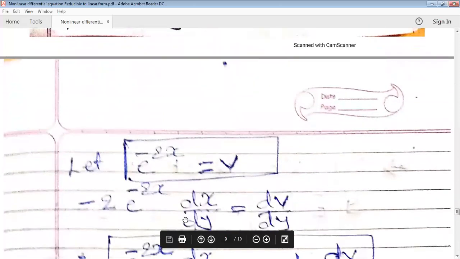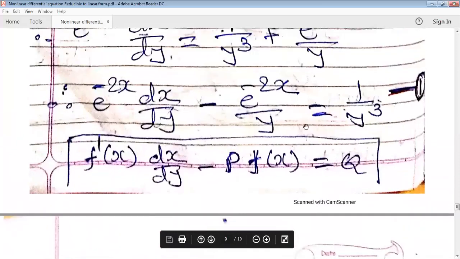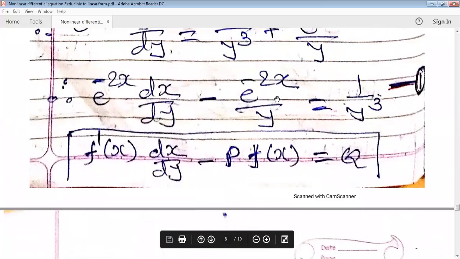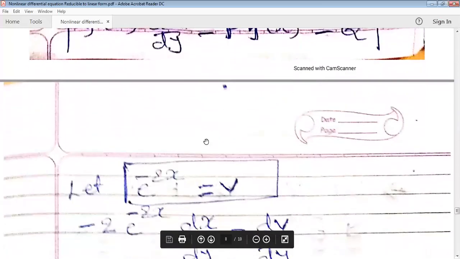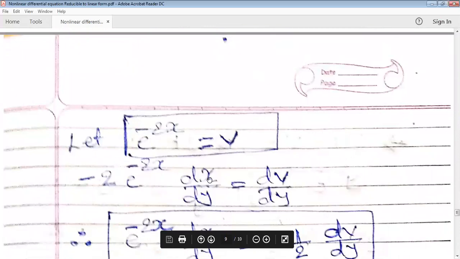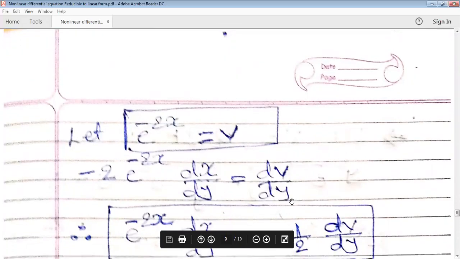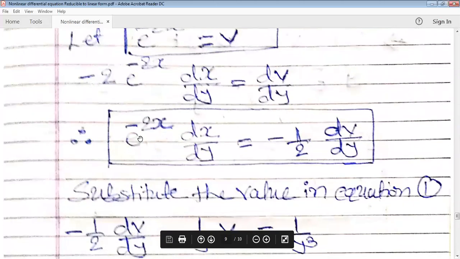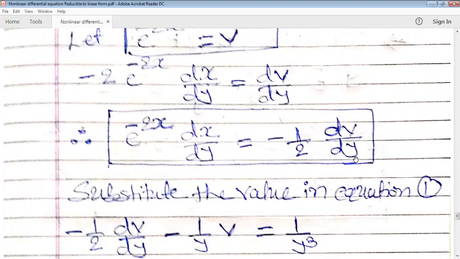Okay, now assume, see, this is your e raised to minus 2x. So first assume e raised to minus 2x is equal to v. Now by the derivative, minus 2 e raised to minus 2x dx by dy is equal to dv by dy. Okay, by derivative we get e raised to minus 2x dx by dy is equal to minus 1 half dv by dy.